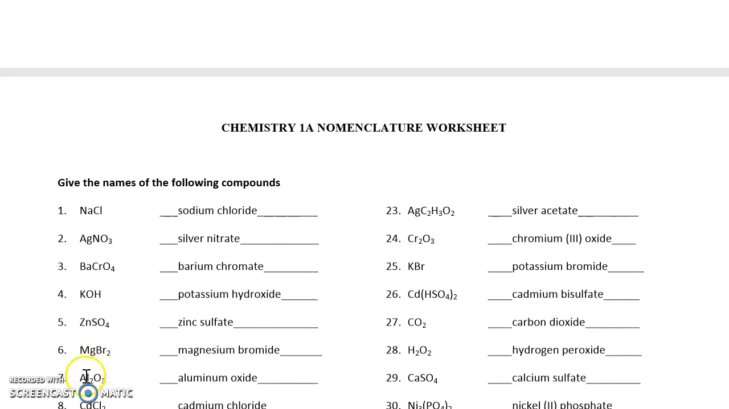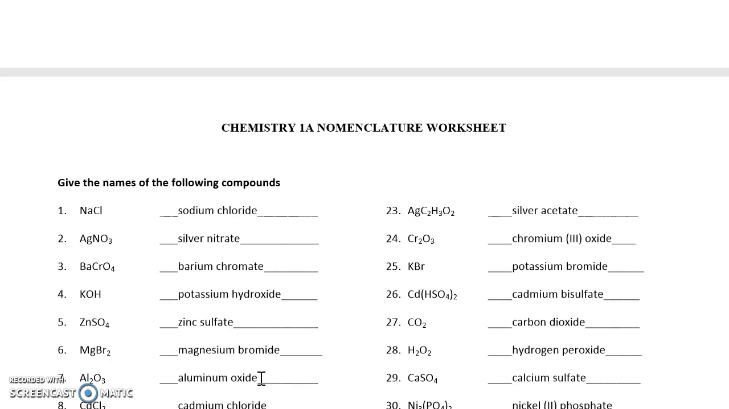Let's look at aluminum oxide here. Again, I've got 2 aluminum and 3 oxygen. There's no need for prefixes. Now, aluminum is not an S-block metal, but it kind of behaves like an S-block metal in that it only has 1 charge. And that 1 charge is 3+.